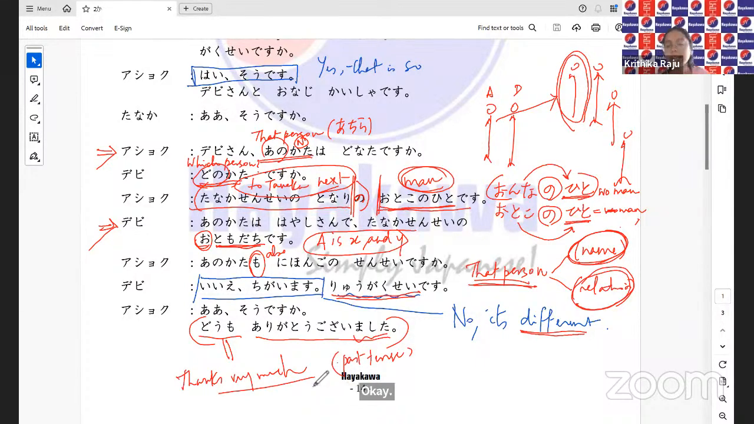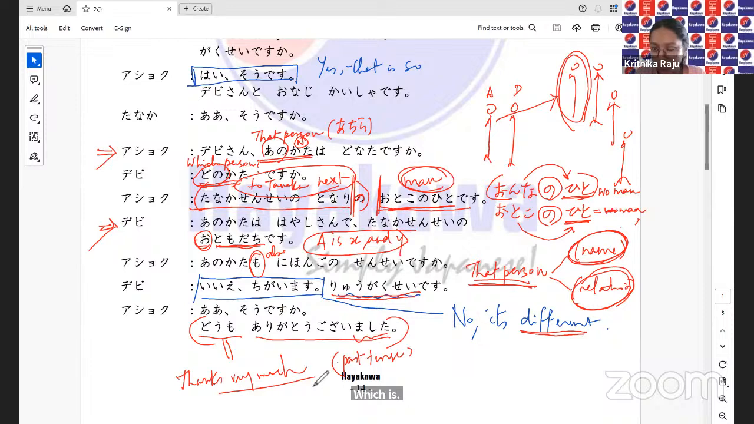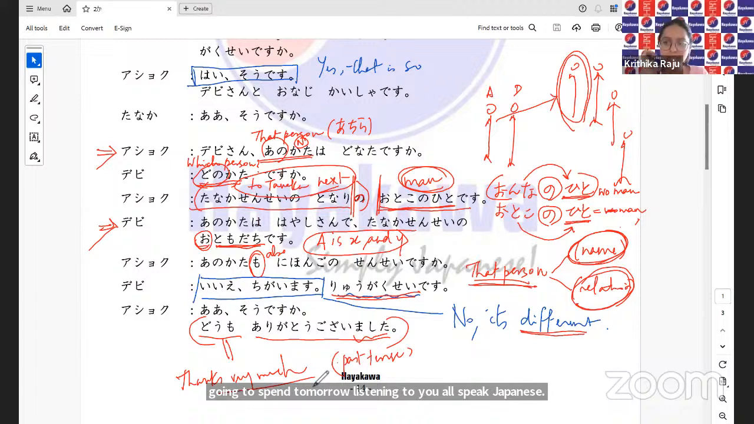So that is the end of the second lesson. I would have liked to have done the third lesson as well, but I'm going to give you all homework, which is to read the third lesson. Okay? And record it and send it to me. I'm going to spend tomorrow listening to you all speak Japanese. So I'll give the deadline tomorrow, right? By evening tomorrow, if you can send it to me, it'll be great.